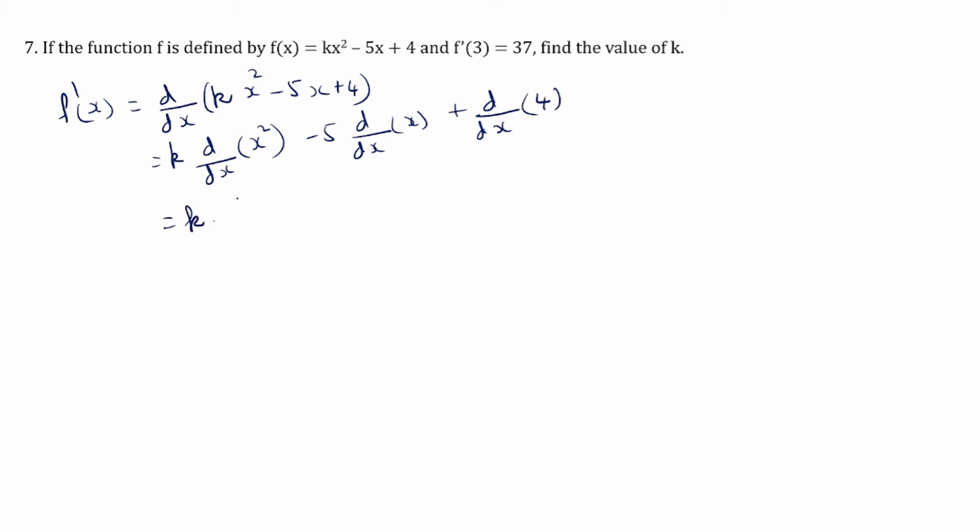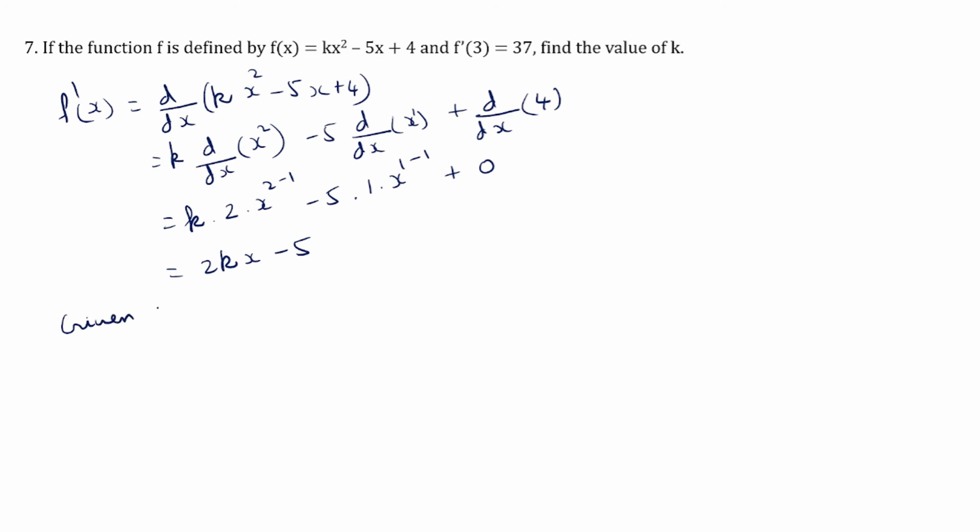Now k into derivative of x square. Derivative of x raised to n is n into x raised to n minus 1. So x square will be 2 into x raised to 2 minus 1, minus 5 into derivative of x, which is x raised to 1, so 1 into x raised to 1 minus 1, plus derivative of a constant is 0. So this is equal to 2kx minus 5.